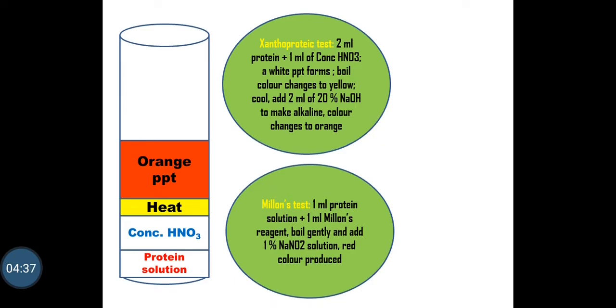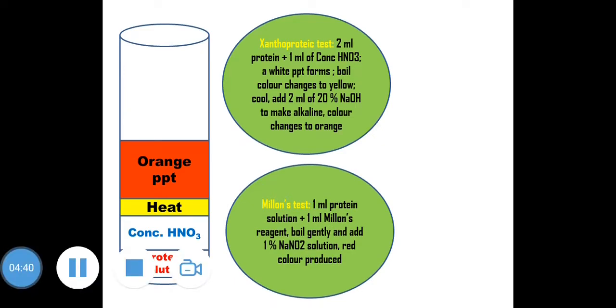Next is Millon's test. In Millon's test, the neutral protein solution reacts with acidified mercuric chloride to form a yellow precipitate of mercury protein complex. This mercury is the part of Millon's reagent. This complex forms a nitrite complex with sodium nitrite solution on warming, developing a red color. This test is given by phenols or phenolic substances and tyrosine. This test is for tyrosine, the aromatic amino acid.